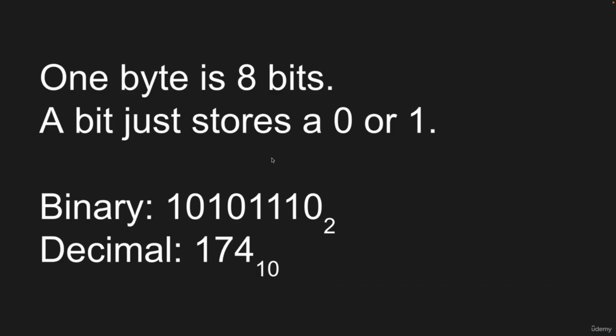So to elaborate more on what bytes are, 1 byte is 8 bits, and a bit just stores a 0 or 1. So here's an example of a byte, 10101110. We use a subscript 2 to indicate that it's base 2, and for decimal we indicate it's base 10 by the subscript of 10.